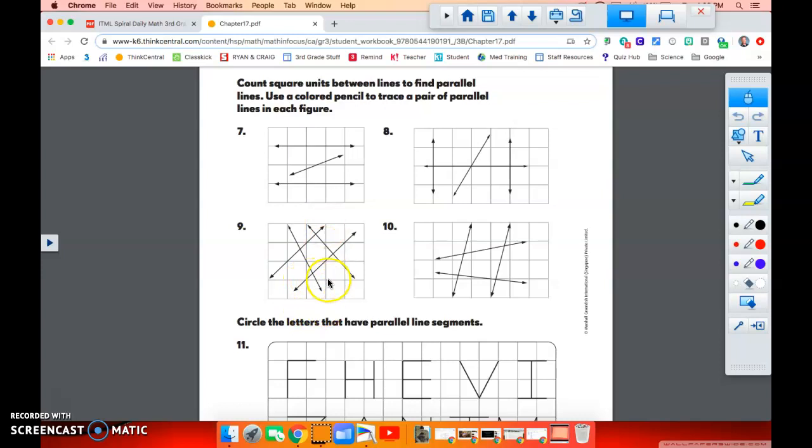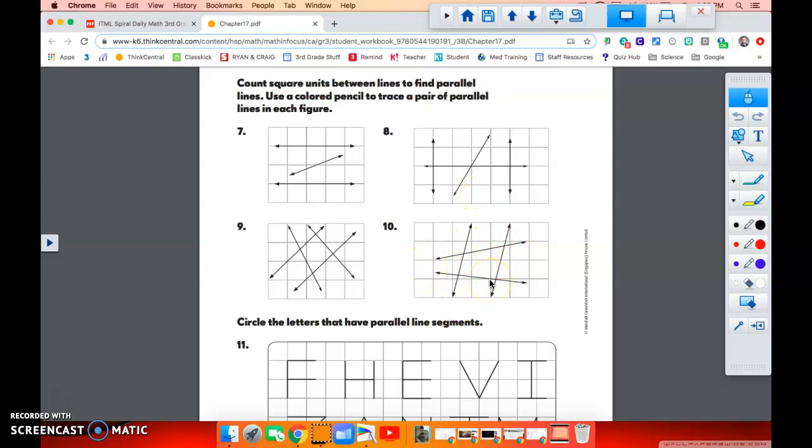So let's start here. Over 1, up 1, over 1, up 1. That is the same thing. So these two lines going from the bottom left to the upper right are the sets of parallel lines. Let's look at 10. Well, these two are about ready to touch, so we know it's not that. So it has to be those two.